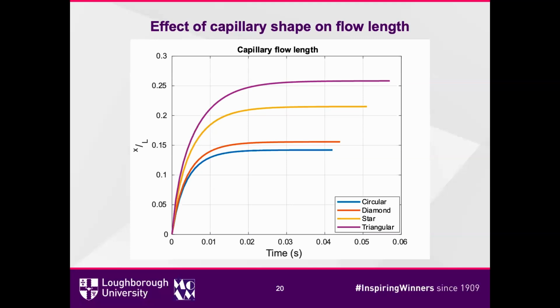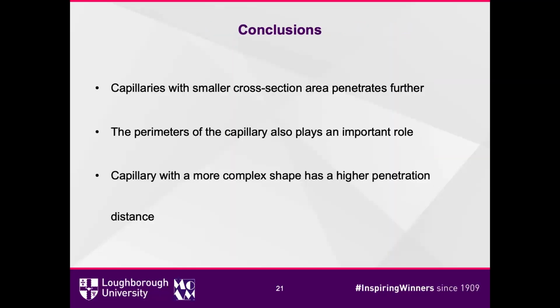And this is the final capillary flow length. The triangular one penetrates the longest distance. So the conclusion is that a capillary with a smaller cross-section area and, meanwhile, a relatively longer perimeter penetrates farther. Therefore, a capillary with a more complex shape has a higher penetration distance because it has a relatively smaller cross-section area and larger perimeter.